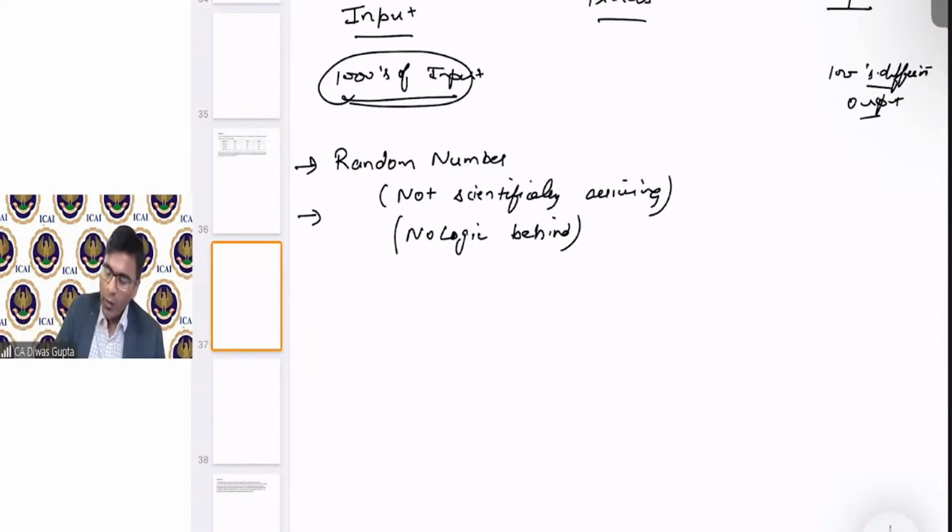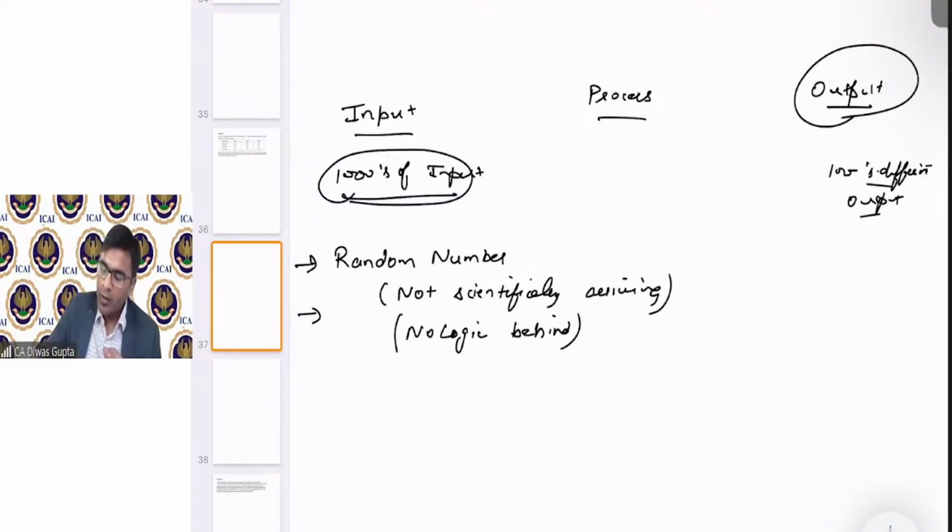Now, why are we using a random number? Because we don't want to base our output on any specific input. We want to keep this process of simulation very much open.